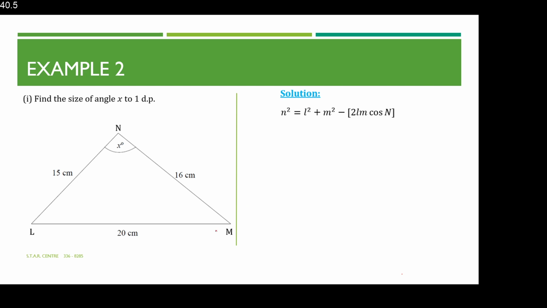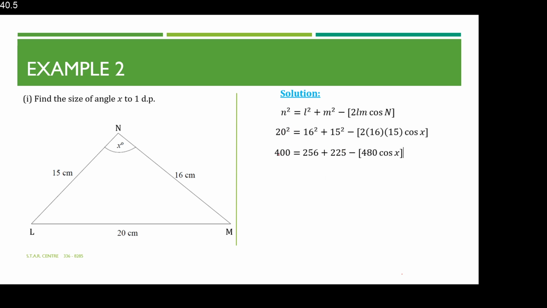So substituting those values, let's just identify what those values would be. So angle n would be x. Our side n would be opposite angle n, which is 20. Then we have angle m, the side opposite that is 15, and 16 is the side L. So substituting those values, we would have 20 squared is equal to 16 squared plus 15 squared minus 2 by 16 by 15 cos of x.